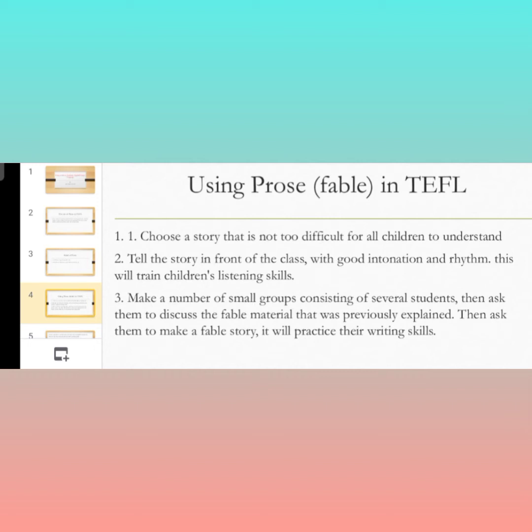The first technique: we should choose a story that is not too difficult for our children to understand, and then tell the story in front of the class with good intonation and rhythm. This will train children's listening skills. You must choose a good story, not difficult for the children, and then tell the story in front of the class. And the next is to make a number of small groups consisting of several students.